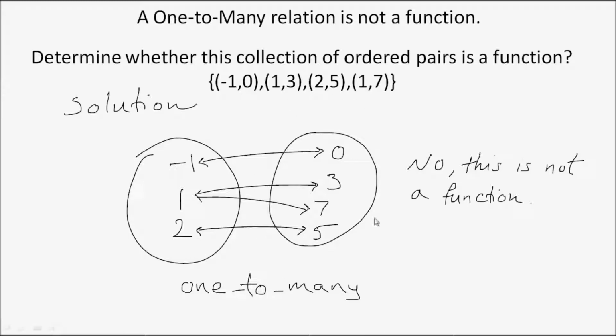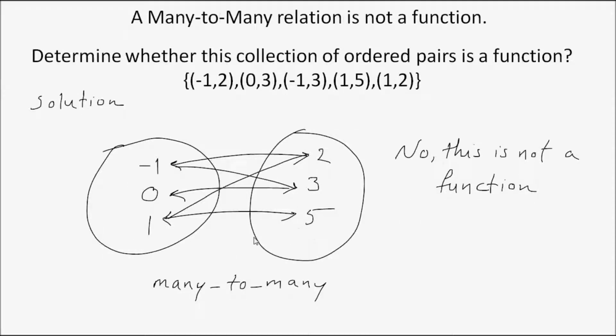You put them all in the range, and then for each ordered pair, you have an arrow to indicate the connection. So -1 is connected to 0, 1 is connected to 3, 1 is also connected to 7, 2 is connected to 5. As you can see, I have an instance of one value in the domain being connected to 2 values in the range. This makes it a one-to-many relation, and a one-to-many relation is not a function. So no, this is not a function.